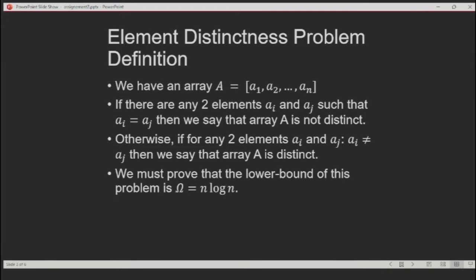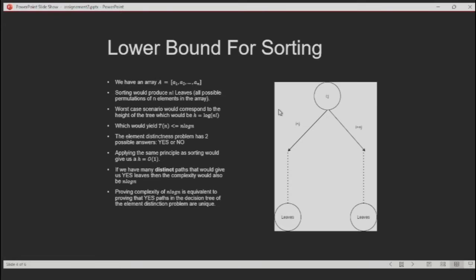So what is the element distinctness problem? Suppose we have an array A of n elements, and there exist two elements Ai and Aj such that they are equal, then we say that array A is not distinct. However, if for any two elements Ai and Aj they are not equal, then we say that array A is distinct. So in this presentation, we are going to discuss and prove that the lower bound of this problem is n log n.